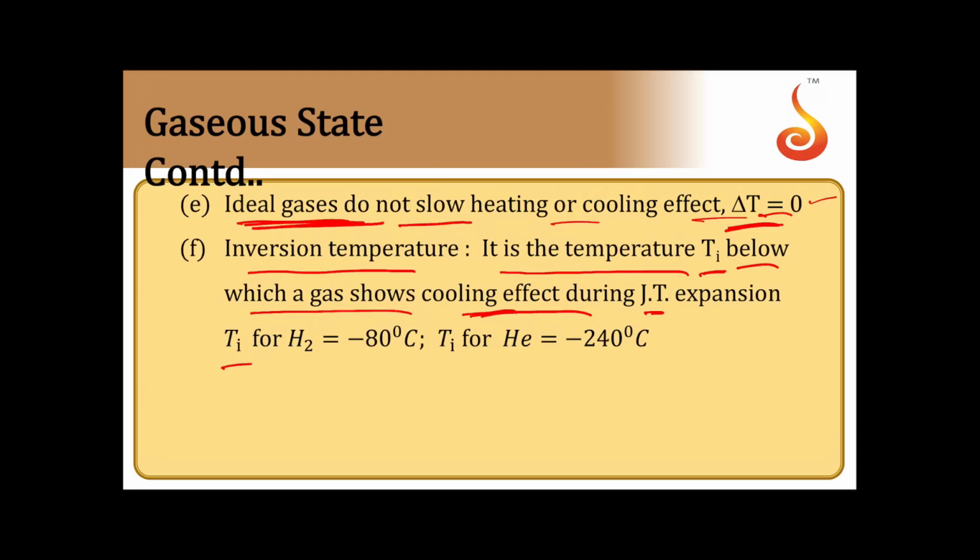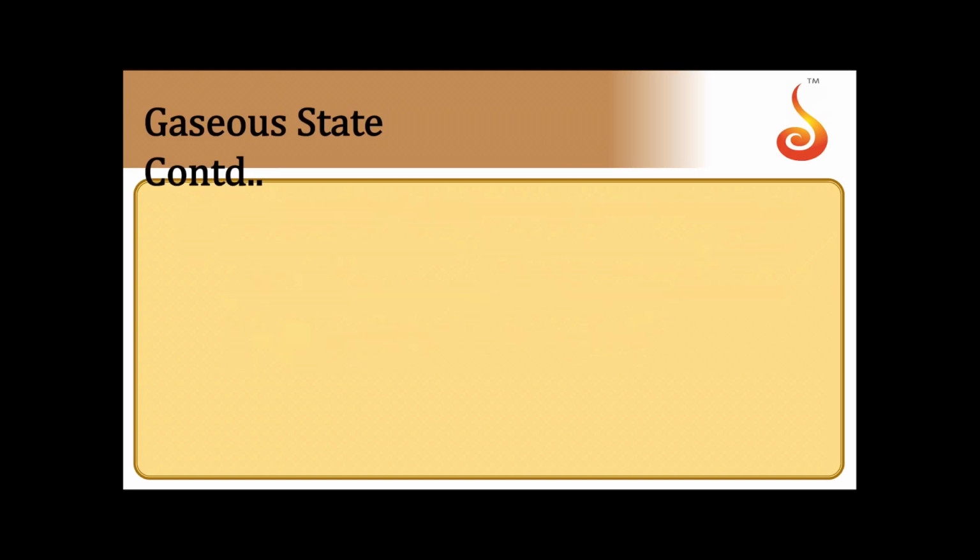The Ti value for H2 is minus 80 Celsius and the Ti value of helium is minus 240 Celsius. So if molecules have stronger attractive forces, then the Ti value is going to be higher. Since the Ti value is very much less for helium, it has very much lower attractive forces.